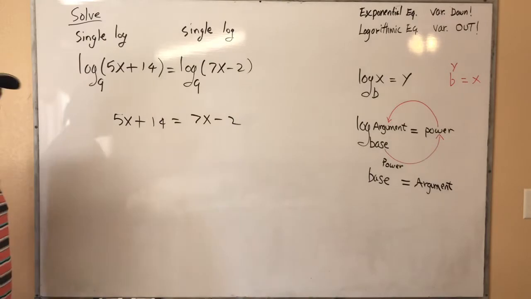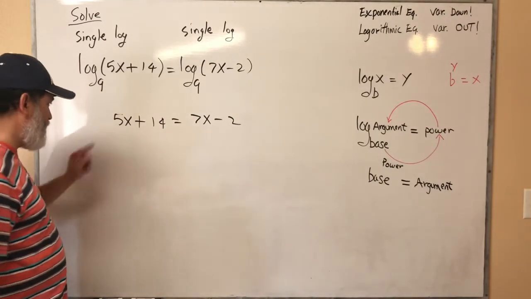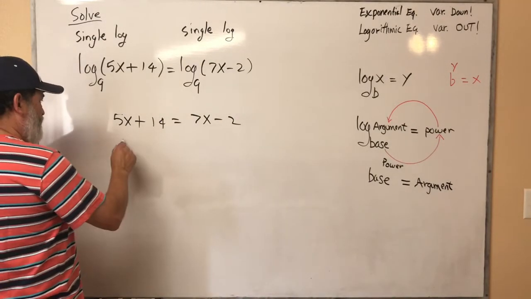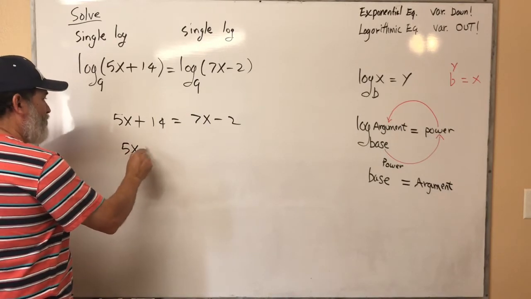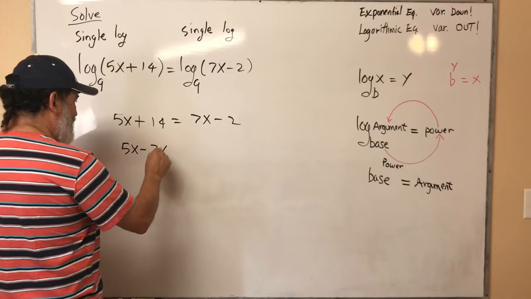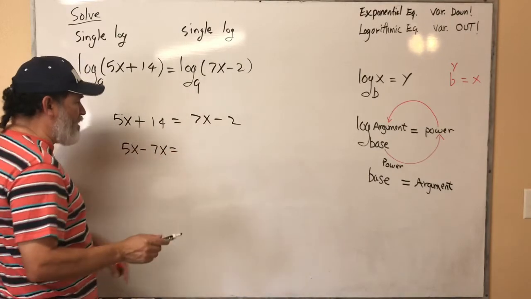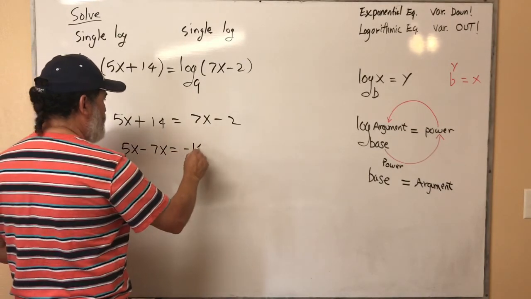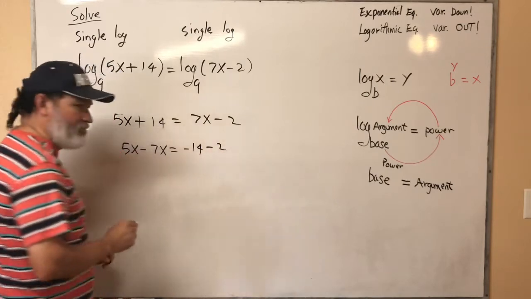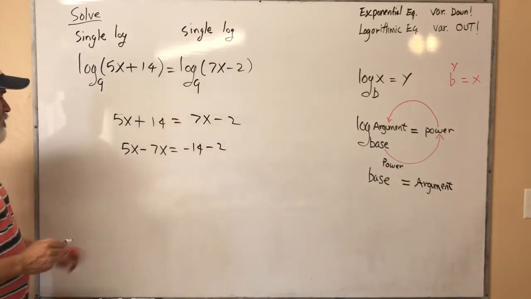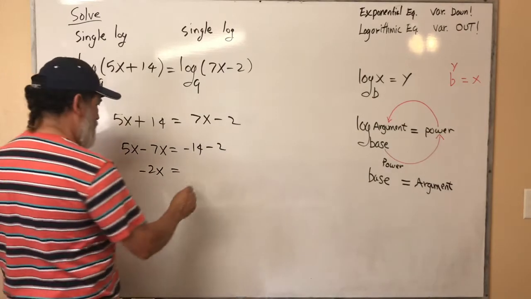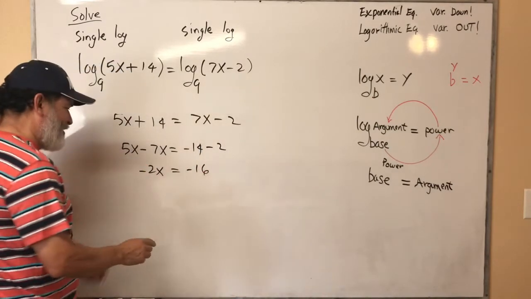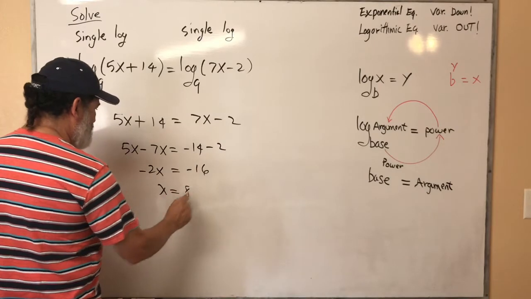Now just solve. Bring this to my left. So 5x minus 7x, bring it up to the right, negative 14 minus 2. This is negative 2x equals negative 16, x equals 8.